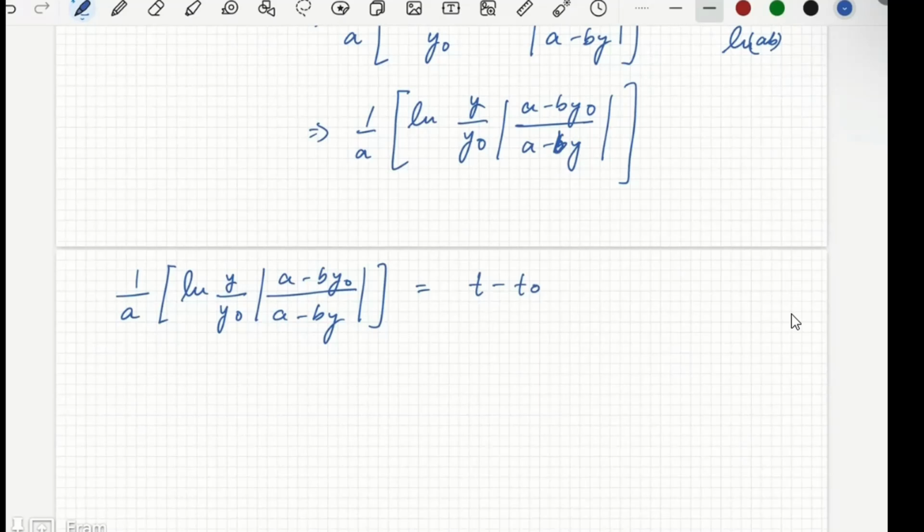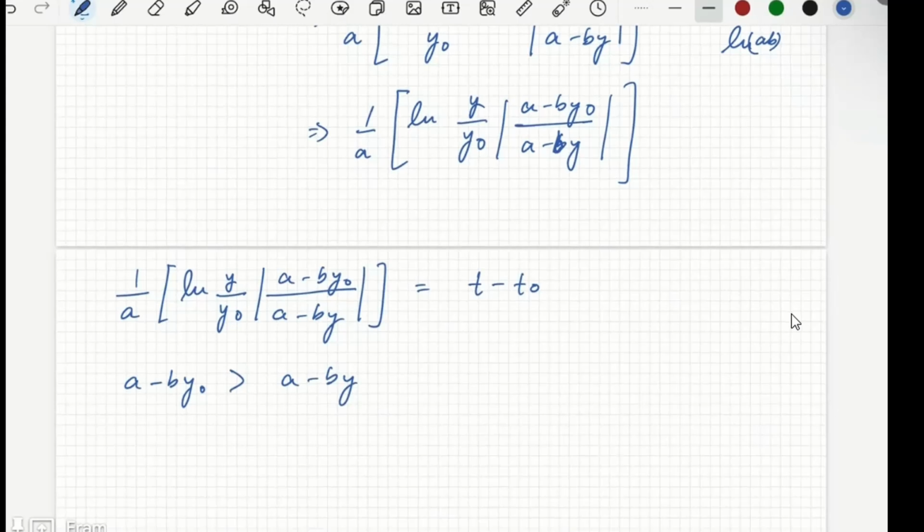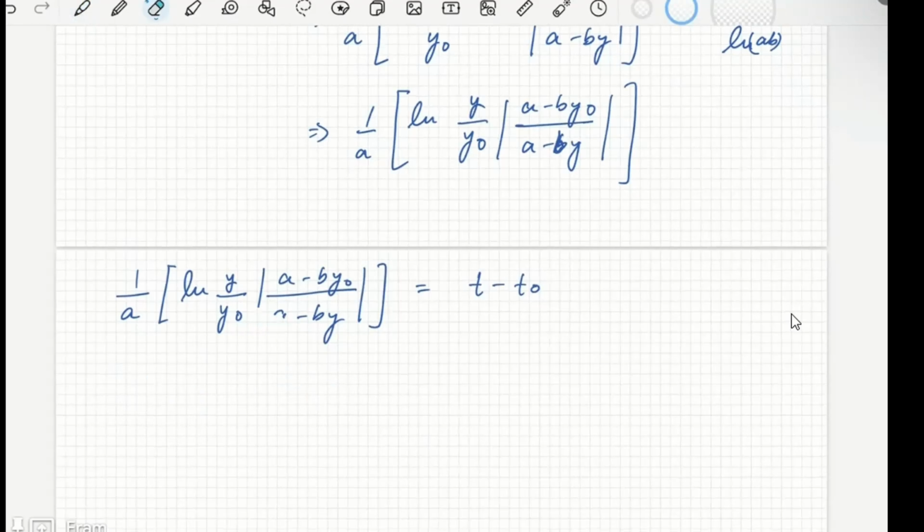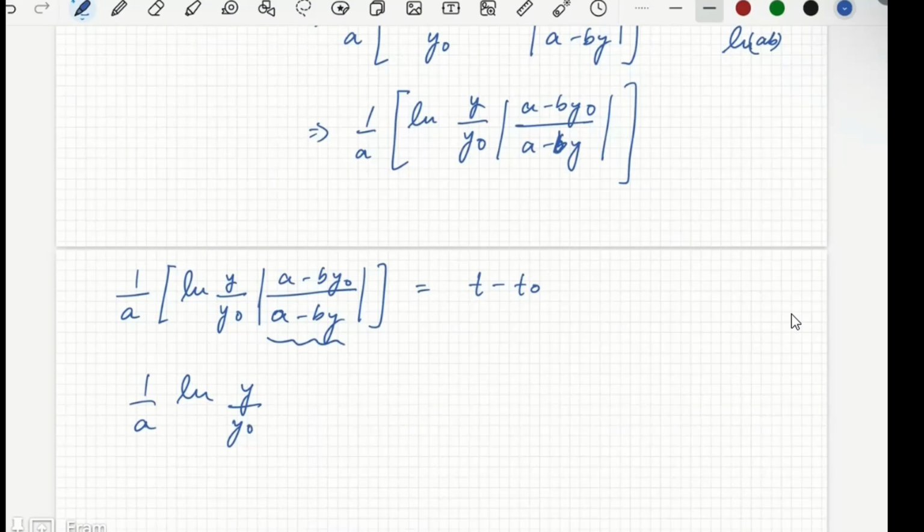Yes, ma'am. This will be an exponential form. To proceed further, when you find out the solution, you will get to know why we are writing this. We have a minus by not greater than a minus by, or just we can have that this fractional term is positive, so we can ignore the modulus and we can write a minus by, and this 1 by a can go here.